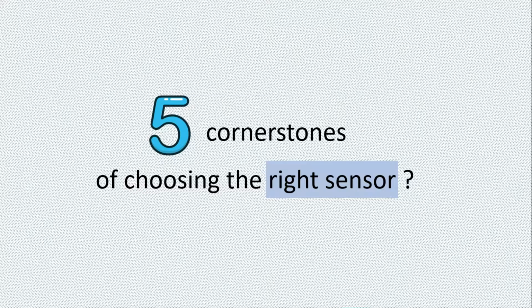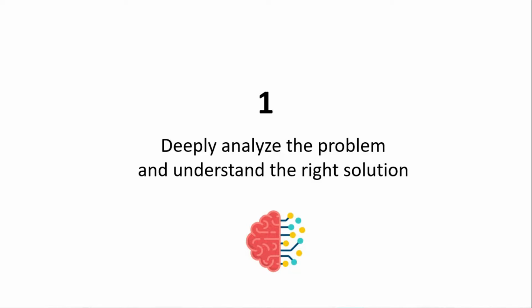Now we are going to see something very important. Every time you go on to build a project, you need to pick the right kind of sensors. So I personally follow 5 steps of choosing the right sensors. First of all, analyze the problem you have right now and understand how you're going to build the solution. For an example, if you want to know if a static object is replaced or not, how are you going to do that?